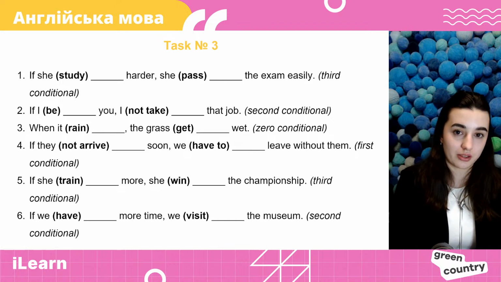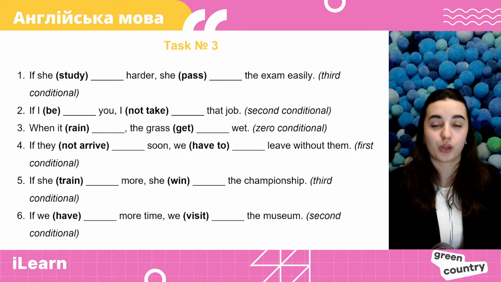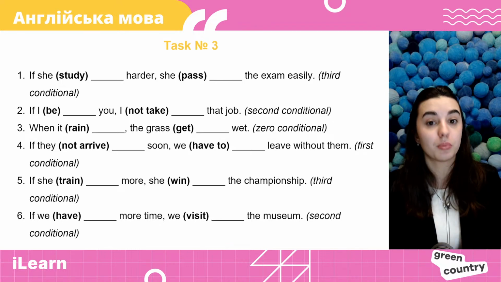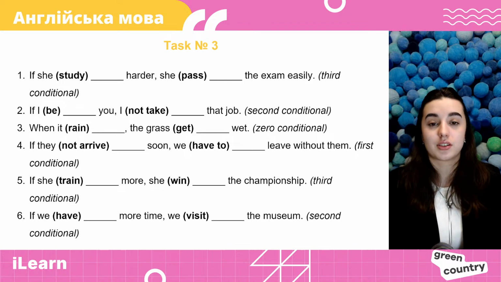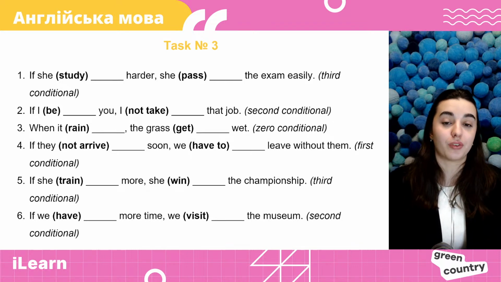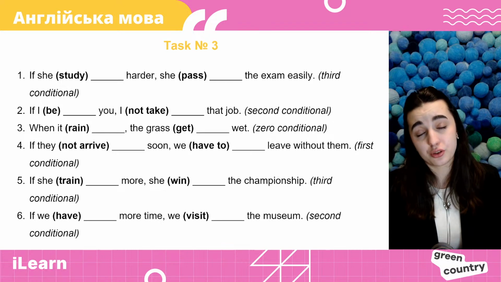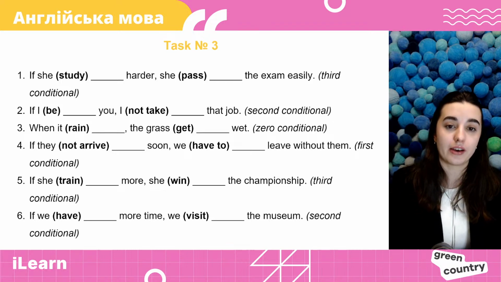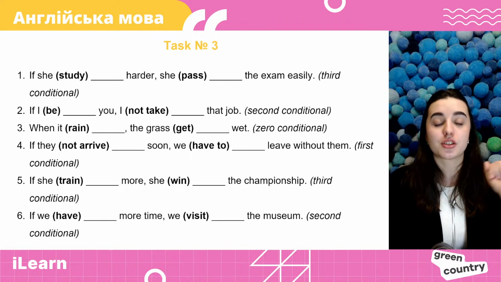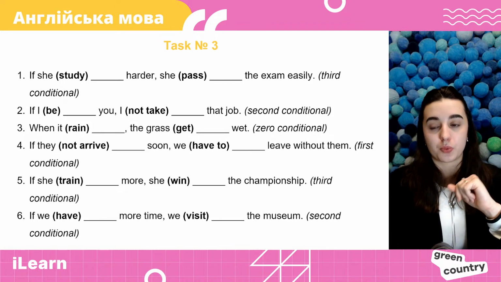Давайте ще раз нагадаємо. Zero conditional, present simple. Перший conditional – це у нас present simple, if present simple, comma, will. Другий conditional – це if past simple, would. And third conditional, it is if past perfect, would, have, and third form. So, let's start with the first one.